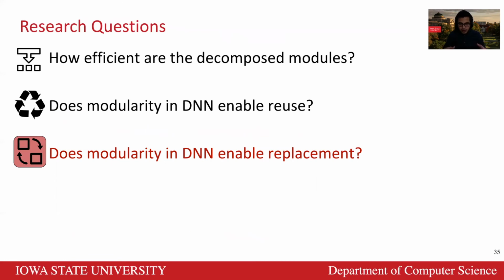Now, similar to reusability, we want to find how replacing a part of the DNN model works in comparison to the model built from scratch. By enabling the replacement, we can replace the faulty part of the DNN model or even build a new model without making any changes to the rest of the sections of the model.